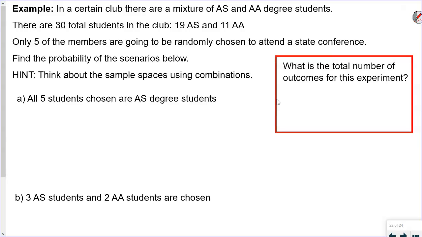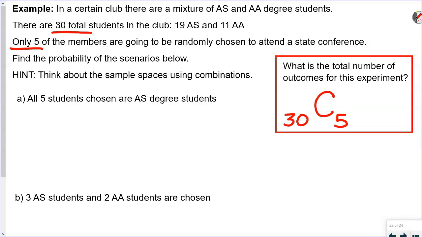So the first thing we want to look at is what is the total number of outcomes for this experiment, because that's what we're going to use for our denominator no matter what scenarios we're looking at, choosing 1 or 2 of a certain degree student, whatever we want to know, we still are going to have to know that total number of outcomes. So on this one, we have how many total students? So we've got 30 total students, right? So from the 30, we're going to choose how many? It says we're going to choose 5, right? So 30 choose 5 is our total number of outcomes, right?